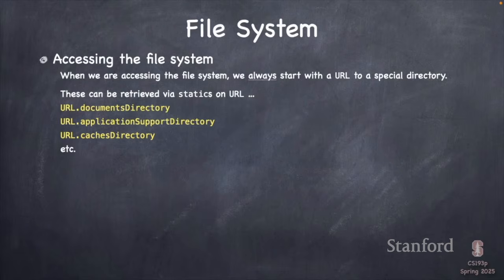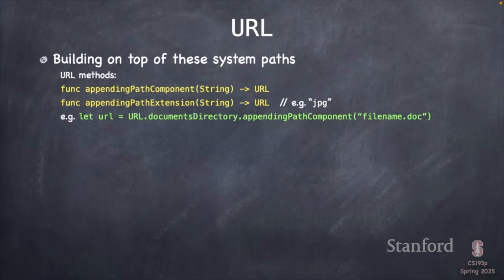Now, after you get the URL you want, you start appending path components to it, either folder names or file names. And you do that with the URL method appending path component, or appending path extension if you're talking about an extension. Doing that, you build up the path that you want. But notice, you can only do it with appending, so you have to start with some URL, and the only URL it makes sense to start with is one of your sandbox URLs. So that's why it's basically impossible to write or read outside of your sandbox.